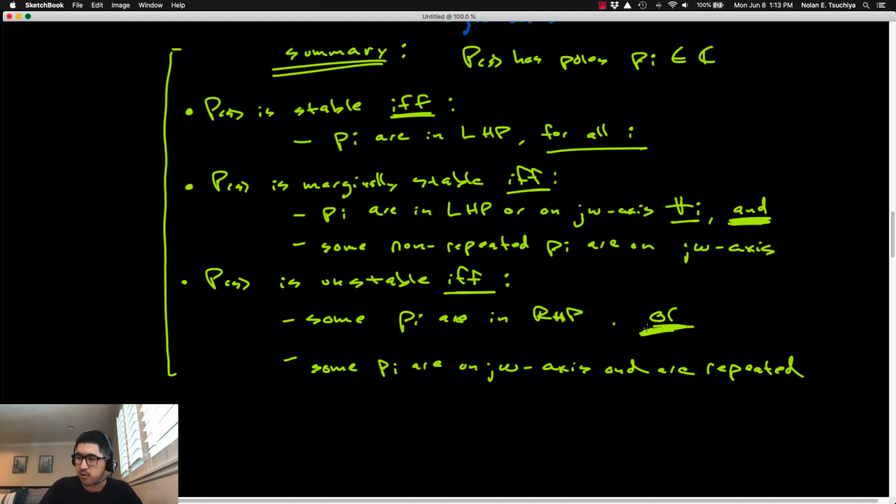Or the other scenario is you might have 0 poles in the right half plane, but if you have any poles on the imaginary axis that are repeated, then as we saw before, you will have a system that is unstable. Okay, so this is a better, more specific definition of stability as it pertains to transfer functions and systems. So we're going to use this definition here.